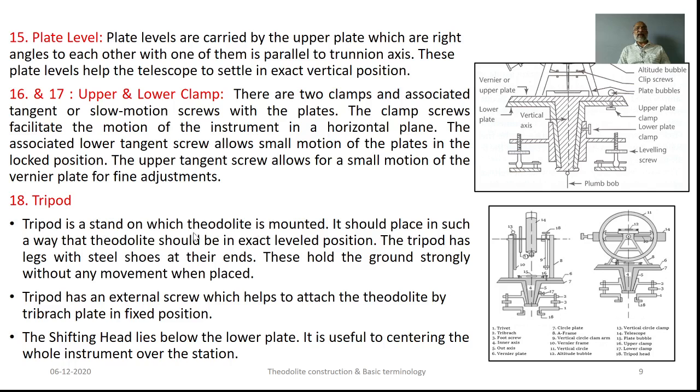So tripod is nothing but the stand on which the theodolite is mounted. It should be placed in such a way that the theodolite would occupy the exact level position. It is provided with the legs as well as the metallic shoes at their ends in order to have the tripod fitted properly over the ground. Tripod has a certain external screw which helps to attach the theodolite by the tribrach plate in the fixed position. In addition, there is even a shifting arrangement which we will discuss in a subsequent slide.